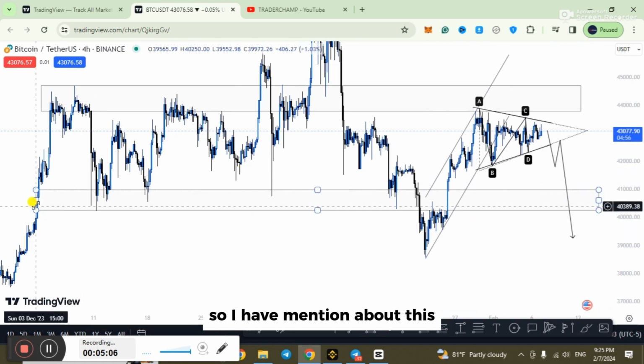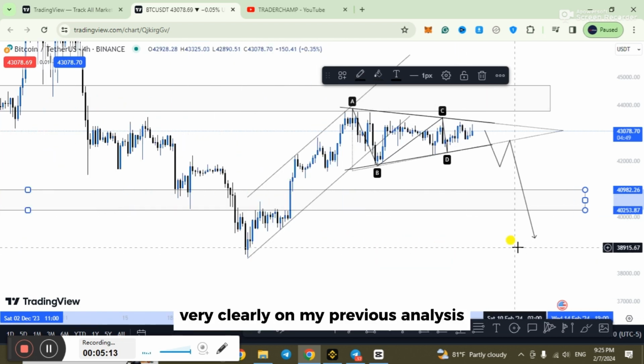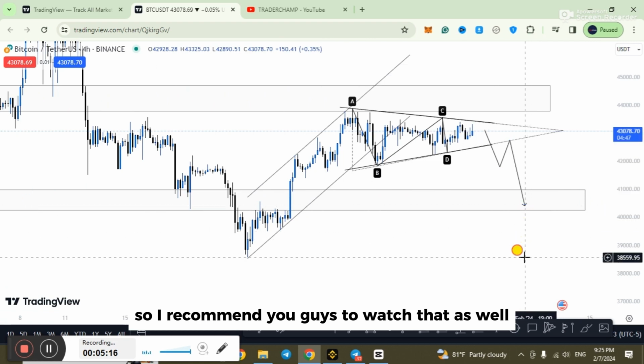So I have mentioned this demand zone and also the support identified here very clearly in my previous analysis. So I recommend you guys to watch that as well.